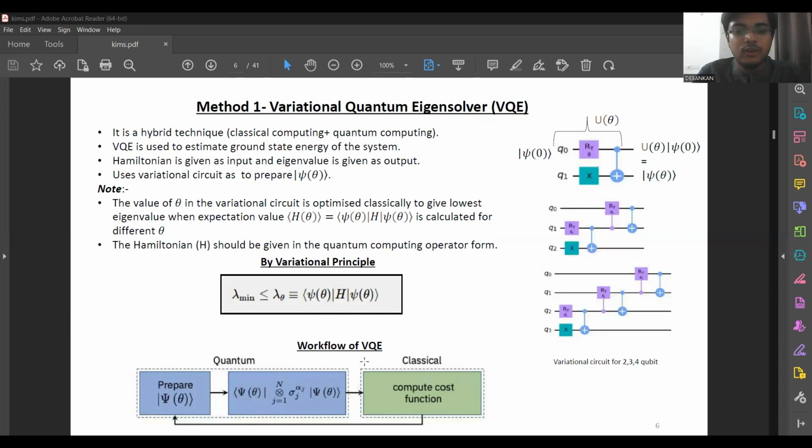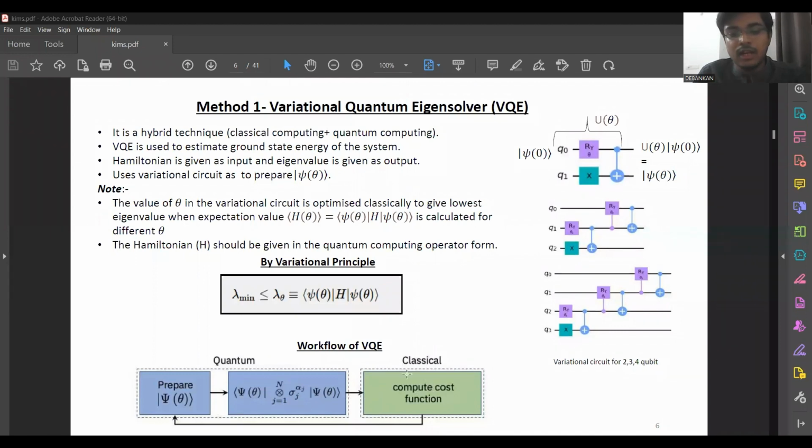So here is a workflow of VQE, or Variational Quantum Eigensolver. This is a hybrid technique. That is, we use both quantum computing as well as classical computing. For the quantum part, we prepare the variational ansatz Psi of theta, and then we take the expectation value of the Hamiltonian with respect to that Psi of theta. Here you see there is a tensor product of j equals 1 to n. This is just showing the Hamiltonian in the Pauli operator form. So sigmas are the Pauli operators, and we take the expectation value. Now we have this expectation value which depends on theta.